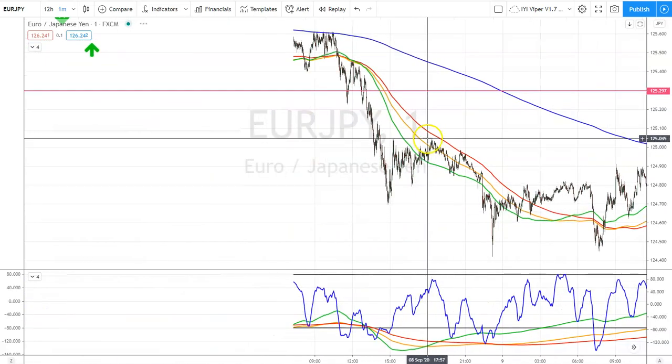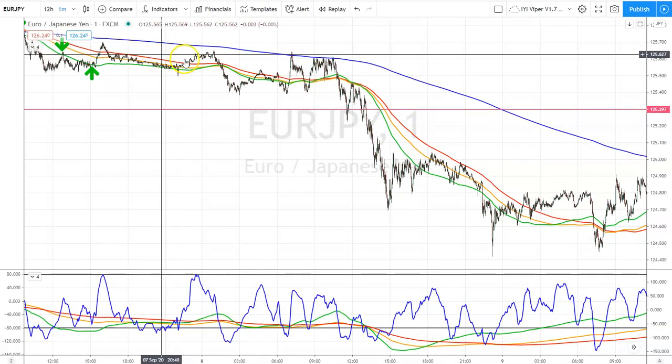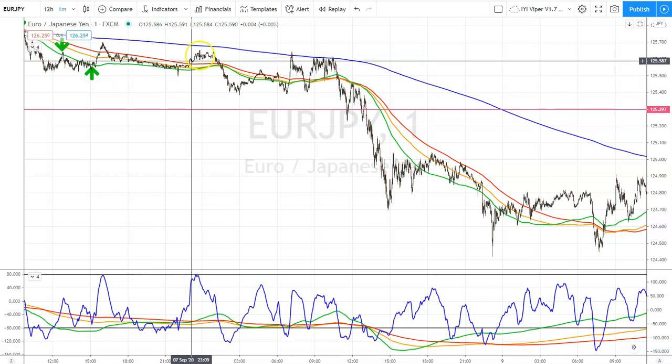So these averages are giving pretty much perfect entries. You see here, this is just pretty nothingness, very shallow flat market.